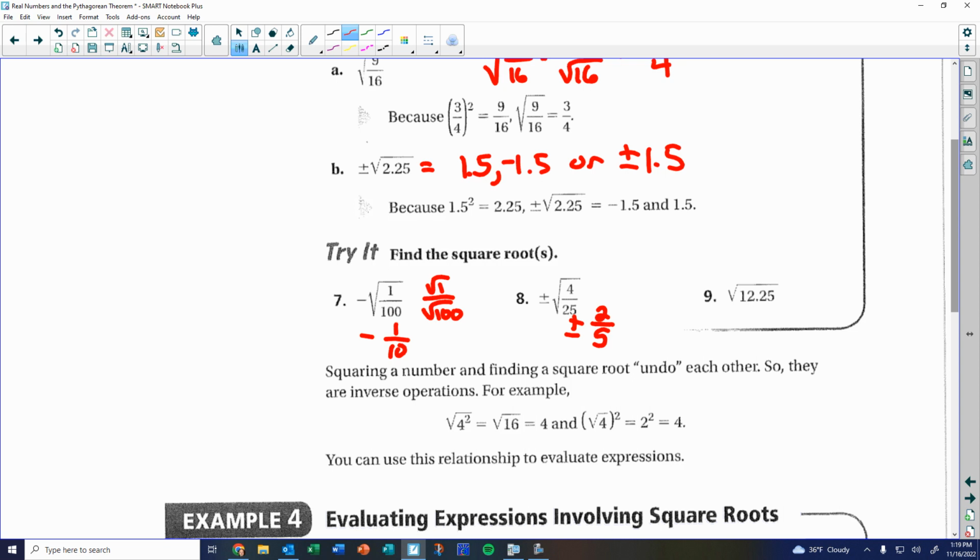And then this one has nothing out in front, so it's just asking for the positive root. What's the square root of 12.25? 3.5.